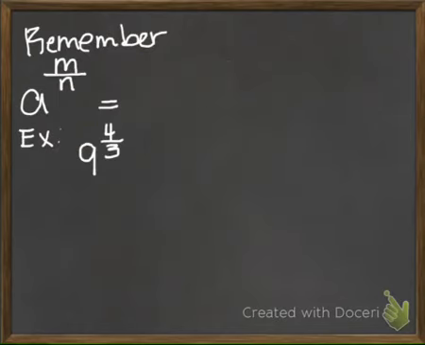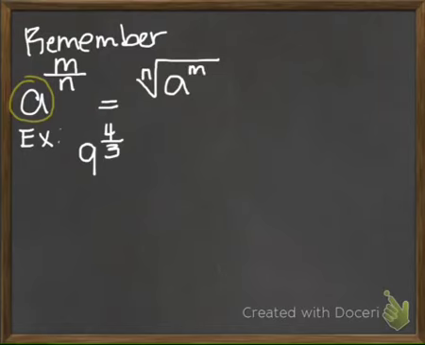Before we get started, let's remember that if you raise a base a, this is our base, to the power of m over n, where m is your numerator and n is your denominator, and you want to convert to radical form, you would take your base, which is a. Your root is what's at the bottom, so that's your n, and you raise it to the m power.